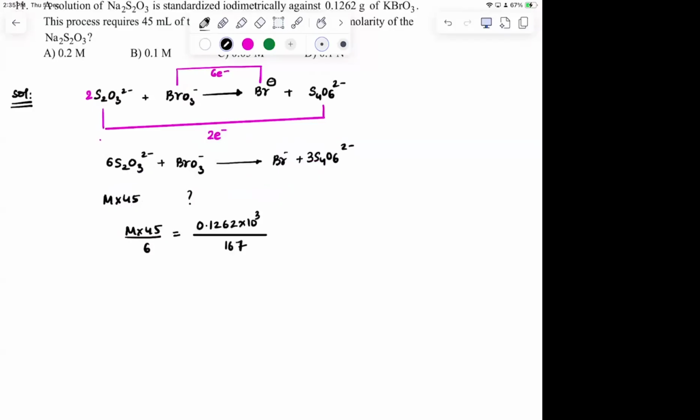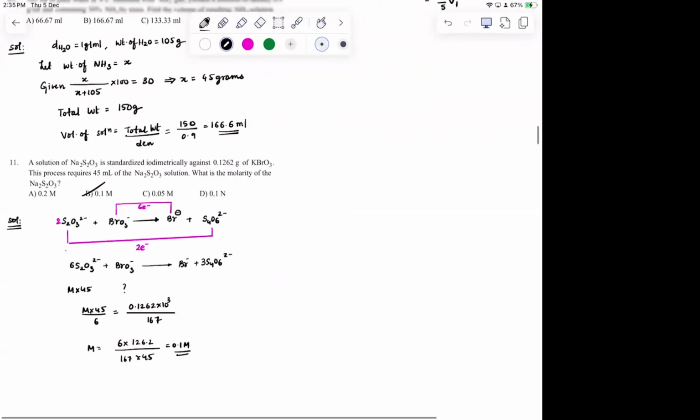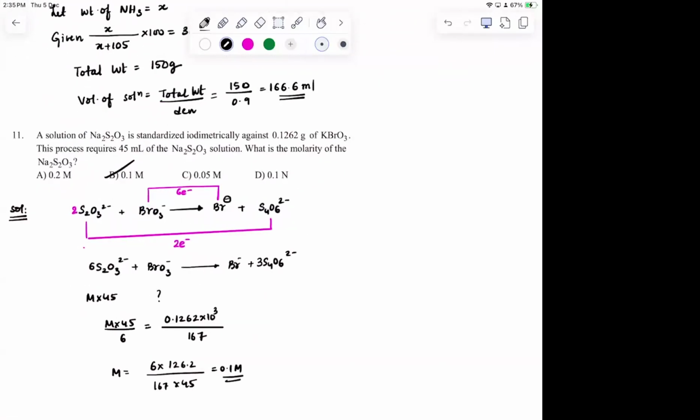So therefore, if you notice, M should be equal to 6 into 126.2 divided by 167 into 45. Got it? So 6 into 126.2 divided by 167 divided by 45. So that is coming out to be exactly 0.1 molar. So this is coming out to be 0.1 molar. Done. Please make a note of it. I mean, check it out. Don't worry about writing, just check out how we have solved it.